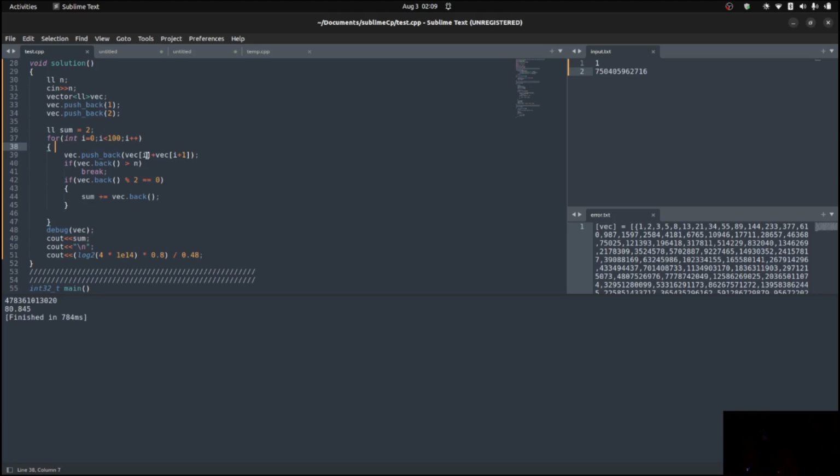After each iteration, we are just adding the last two values of our vector, and we are checking if the current value, the last value of my vector, is greater than n, then we simply break. But if it is not, then we check whether it is divisible by 2 or not. If it is divisible by 2, we add it to our sum, and we just return our sum.